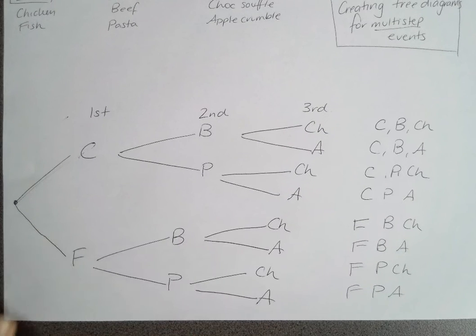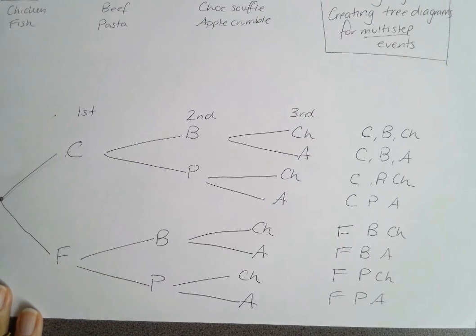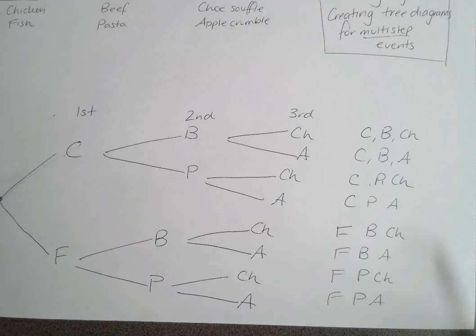So they're the possible outcomes that I could have had. They're the possible combinations of things I could have eaten. And we've got 1, 2, 3, 4, 5, 6, 7, 8 combinations in total that we could have looked at. Okay?